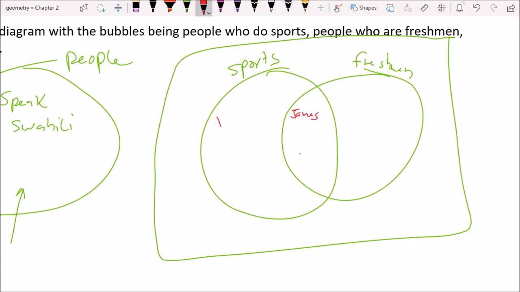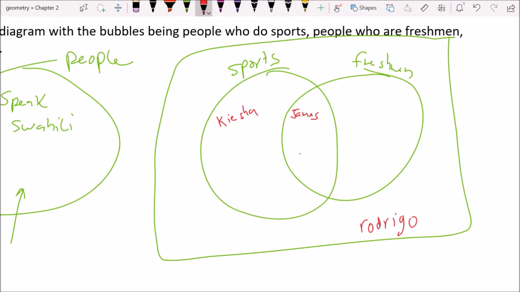What about if Keisha comes over here? And Keisha writes her name in this part. Keisha is inside the sports bubble, so she plays a sport or two. But Keisha is not a freshman. She's not inside the freshman bubble. What if I had Rodrigo over here? What do we know about Rodrigo if his name is written out here? Well, he's not inside the sports bubble, so he doesn't play sports. And he's not inside the freshman bubble, so he's not a freshman. So that's what we know about what Rodrigo is not. We know he's not a freshman, and we know he does not play sports.